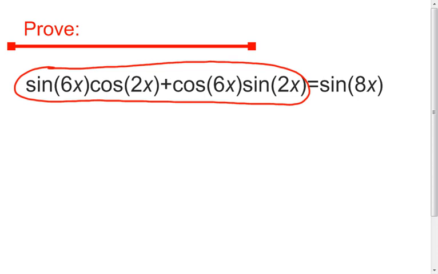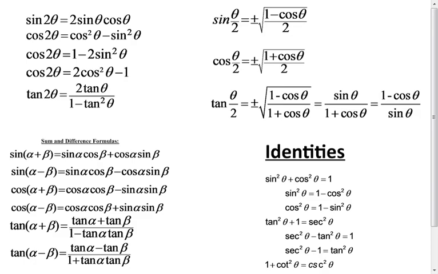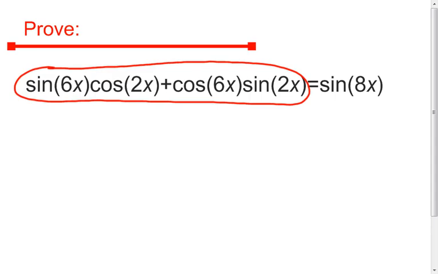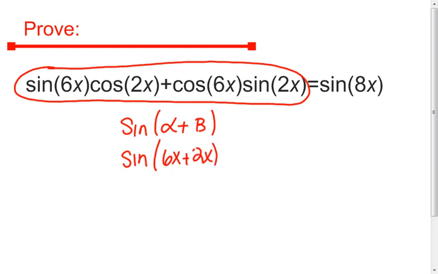This is the formula, if you look, sine cosine plus cosine sine. This is the formula right here. I gave you the right side. This is the formula for sine at alpha plus beta. So if I go back up here, this is the formula for sine at alpha plus beta. What's plugged in for alpha is 6x, and what's plugged in for beta is 2x. And 6x plus 2x is 8x. Okay? And now I've turned the left side into the right.